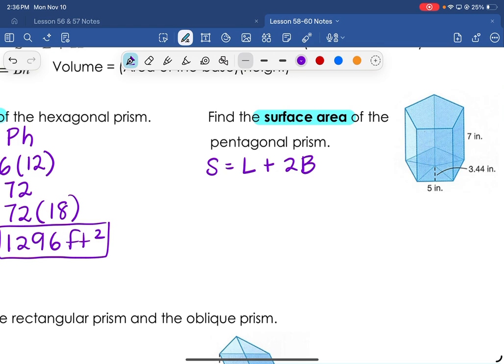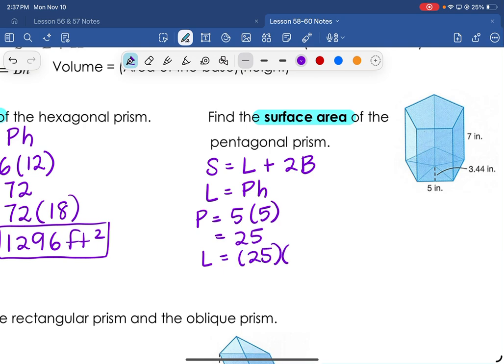So lateral area, y'all told me earlier, was the perimeter times the height. So we have to start with the perimeter. How are we going to find the perimeter of that base? You're going to do 5 times 5. Very good. 5 sides times 5 inches per side. That gives me 25. Now, lateral tells us that we need to take the perimeter that we just found and multiply it times the height. What's the height of the solid? Very good. What does that give me?